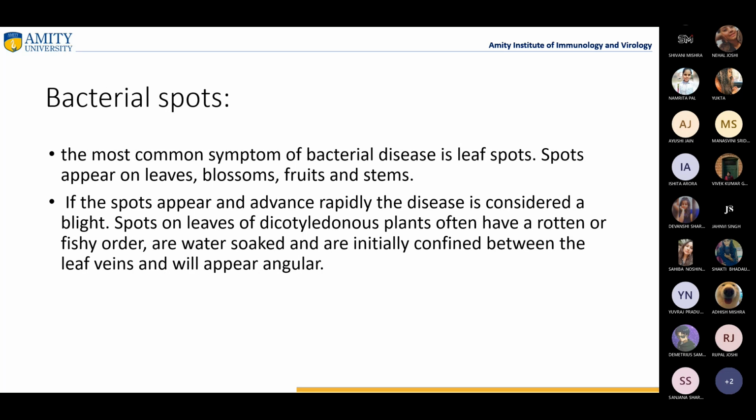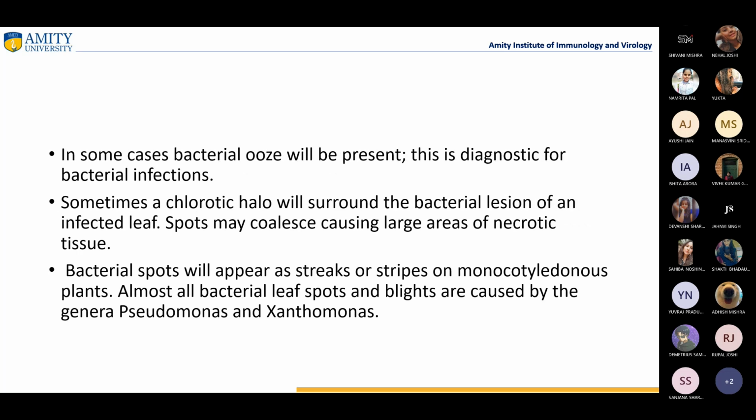Spots on leaves of a dicot plant often have a rotten or fishy odor, and are water soaked, and are initially confined between the leaf veins, and sometimes they appear angular in shape. Then in some cases, there is bacterial ooze. I told you that bacterial ooze is a sign of a bacterial disease. If we cut the twig of any plant which we feel is infected by certain bacteria, an ooze-like substance will emerge, white in color or some such substance can be seen. That is called bacterial ooze.